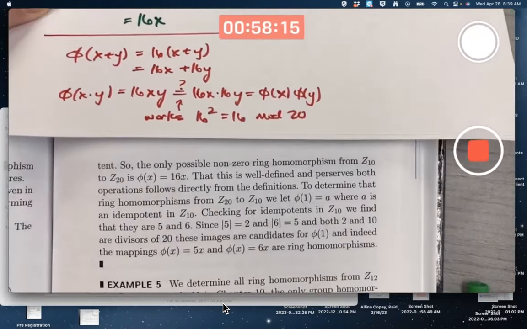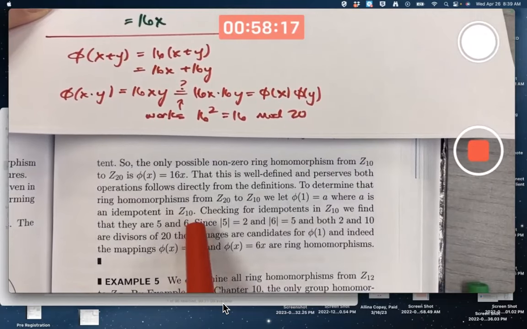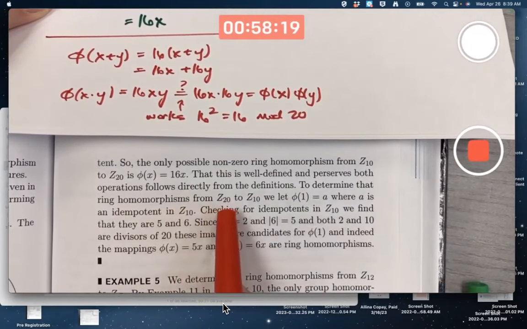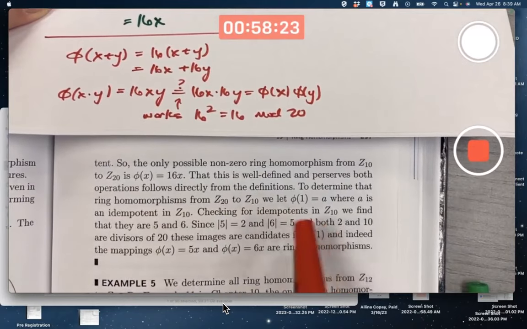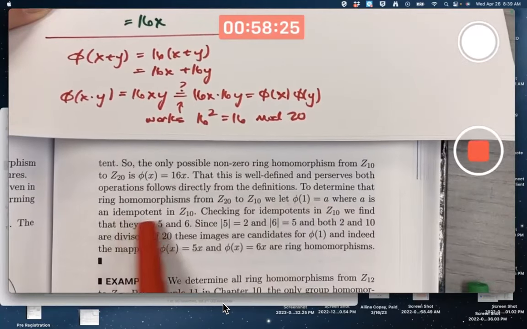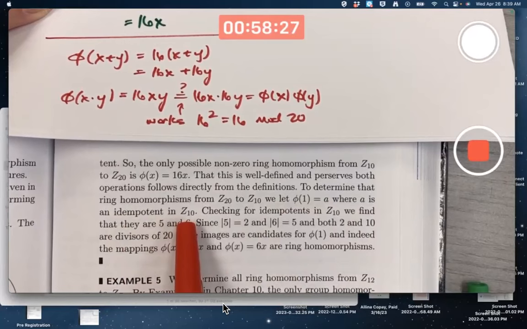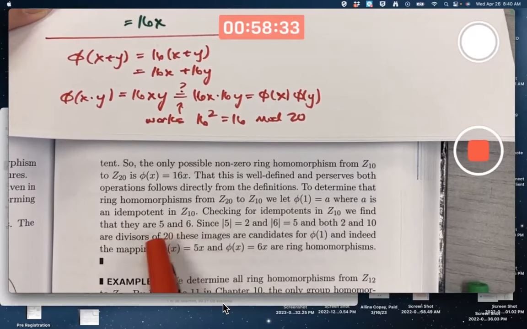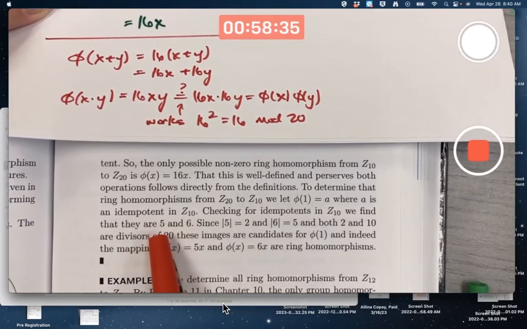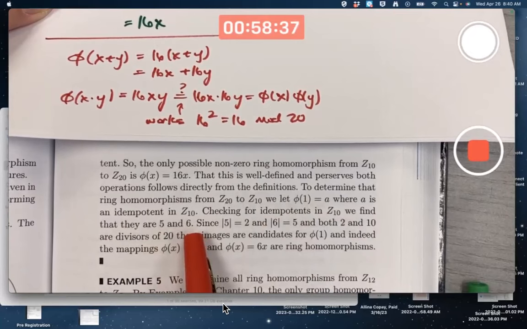The rest of the example thinks about ring homomorphisms the other way, from Z20 to Z10. But the argument is similar. Phi of 1 is A, where A is some idempotent in Z10 by the same argument. Checking for idempotents in Z10, there are only 2 of them, 5 and 6. 5 squared is 25, mod 10 is 5. 6 squared is 36, mod 10 is 6.